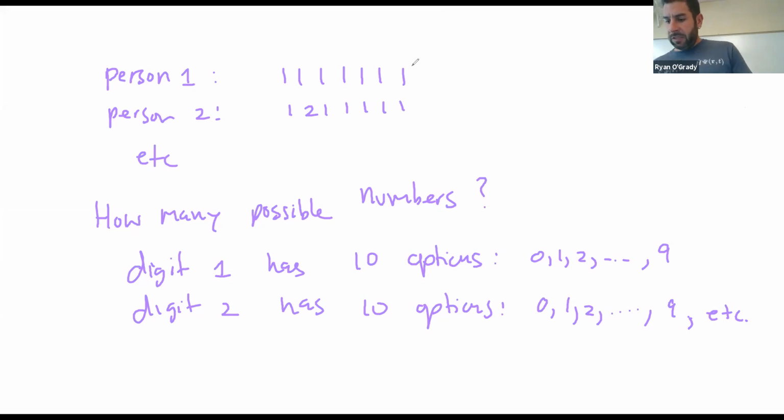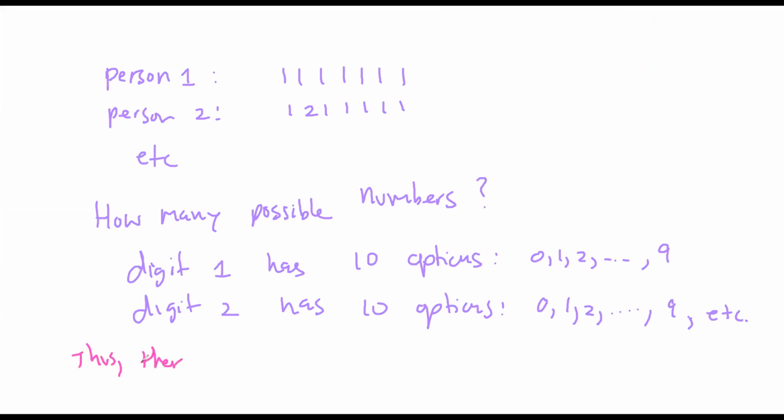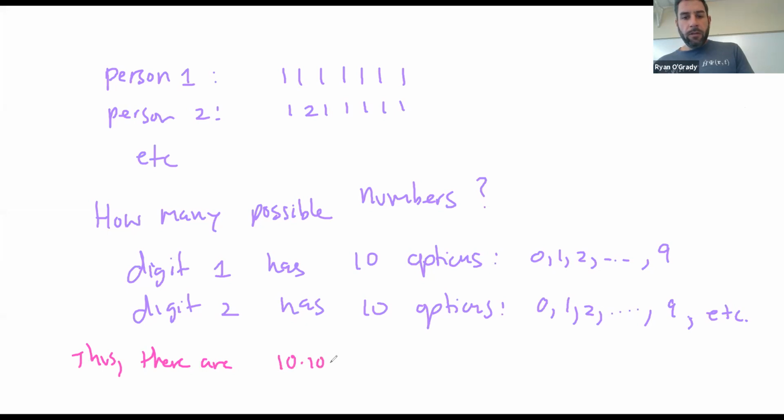Thus, there are 10 times 10 times 10 all the way up. How many times? 7 times, which is, say that again? 10 million? Or 10 to the 7th? 10 to the 7th, yeah.